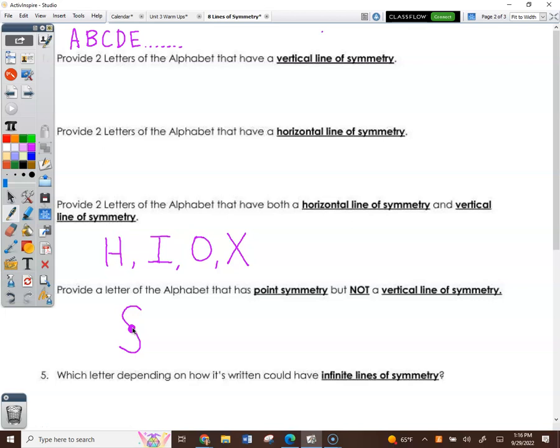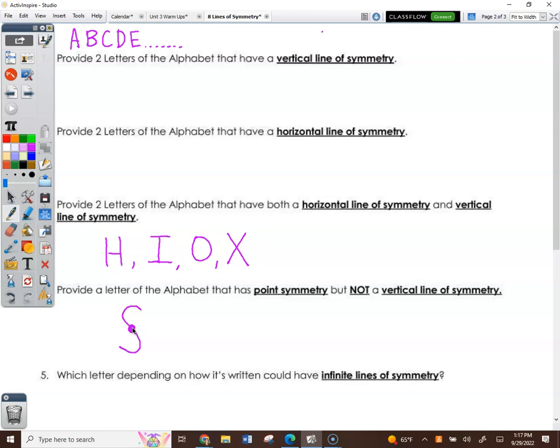Why would it work? Go to the front of your paper and visualize folding an N, hot dog style, up and down. You'll see that it's not going to work because of that line in the middle.